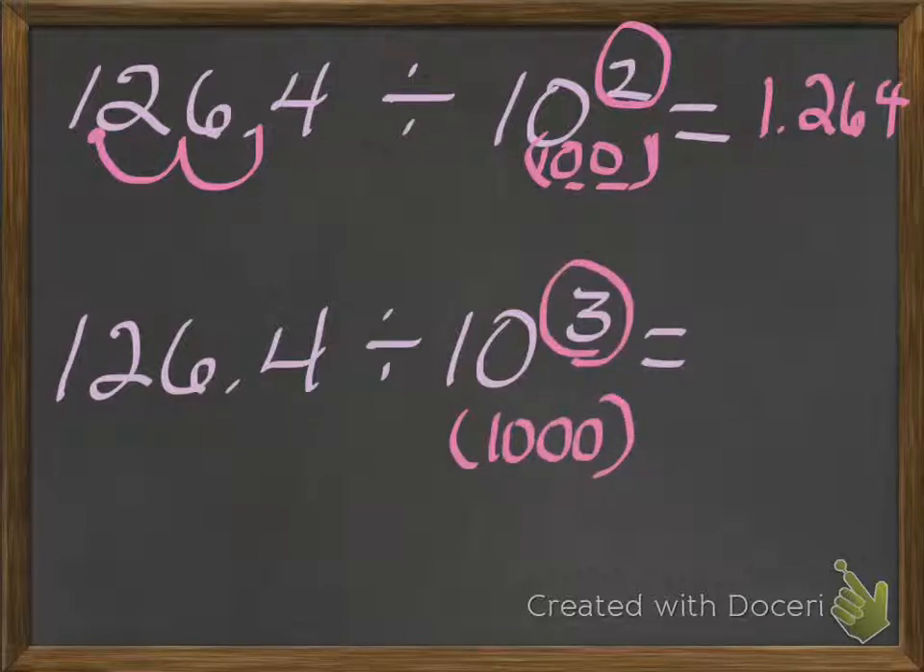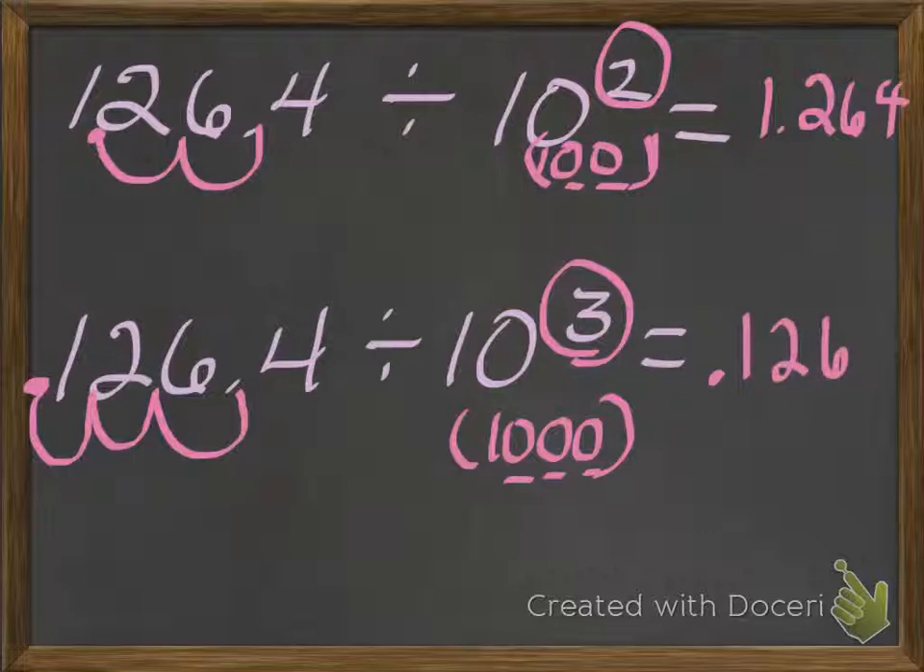Okay. If I divide 126.4 divided by 10 to the third power, which is the same as 1,000, I see there's a power of 3 or 3 zeros after the 1. I'm going to move that decimal point over 3 places. 1, 2, 3. My answer is going to be 0.1264. Okay.